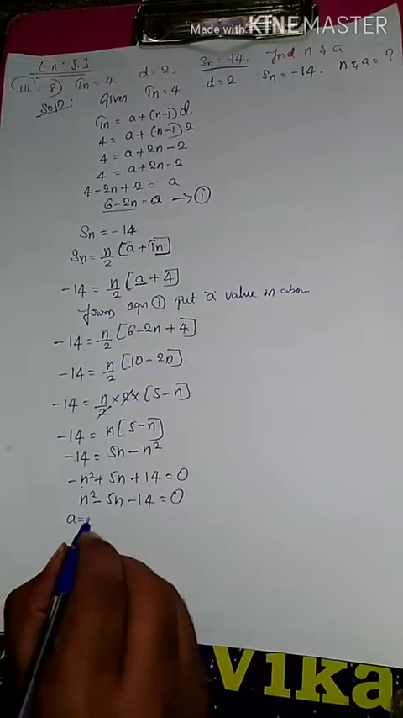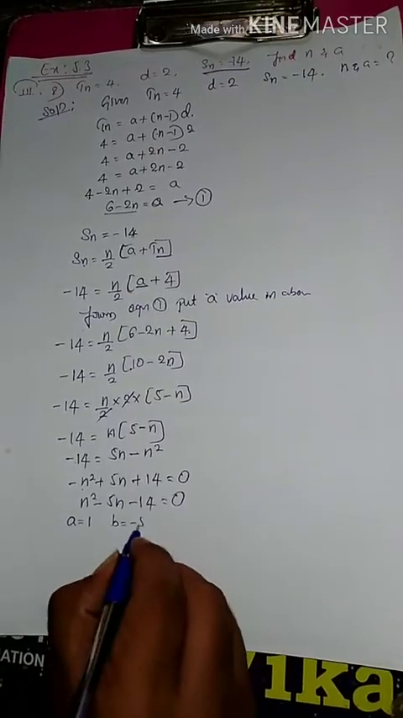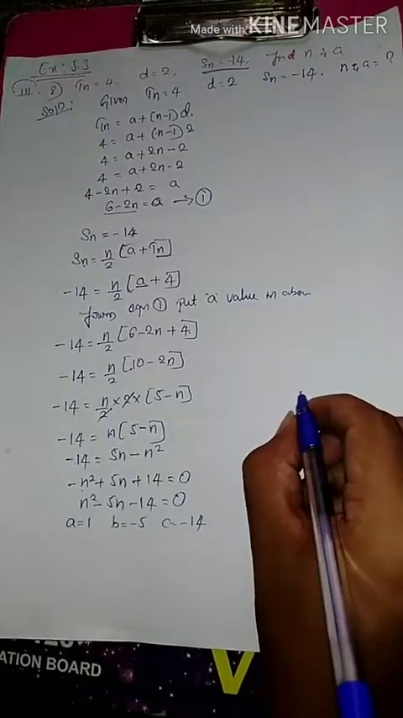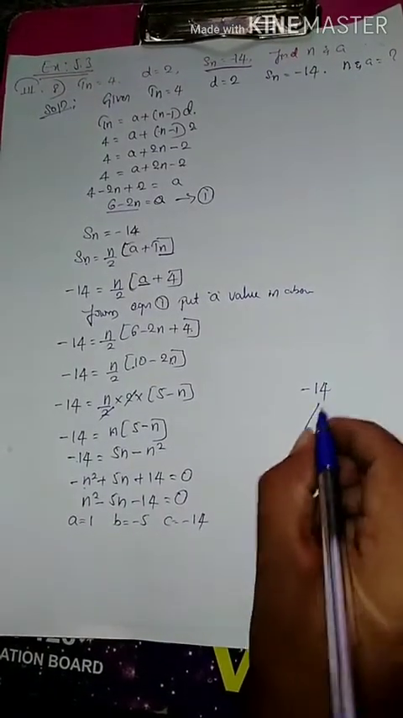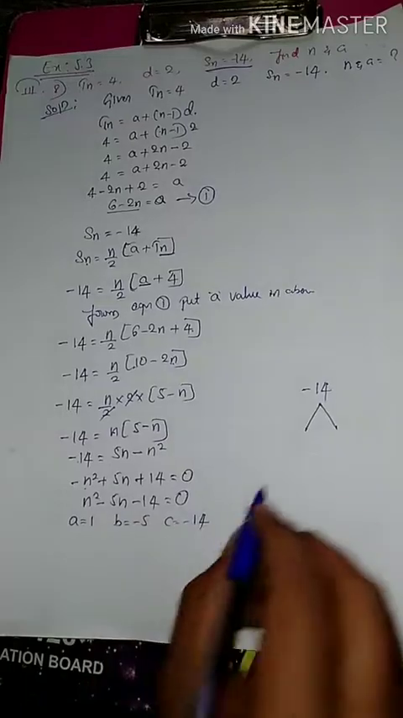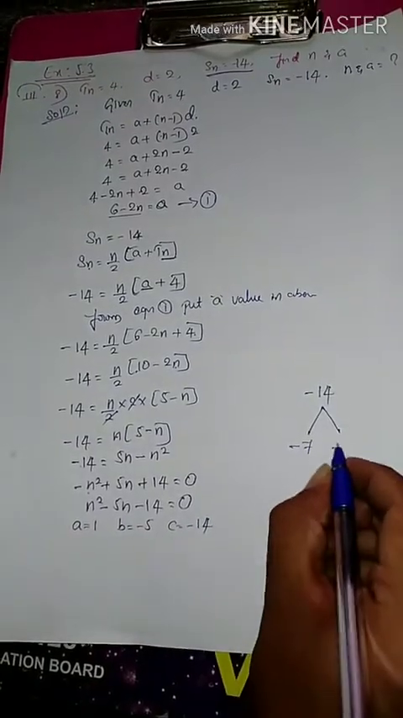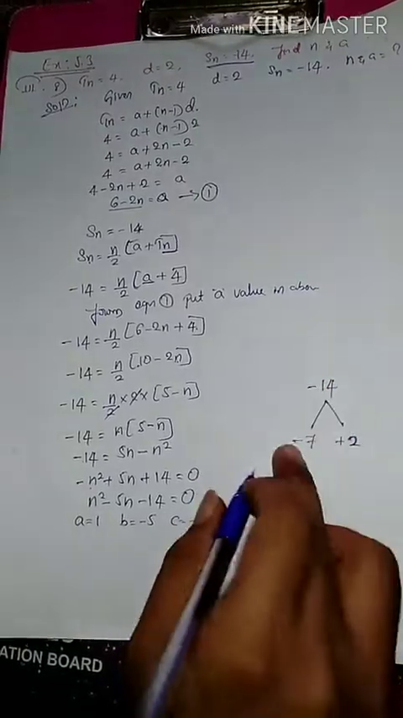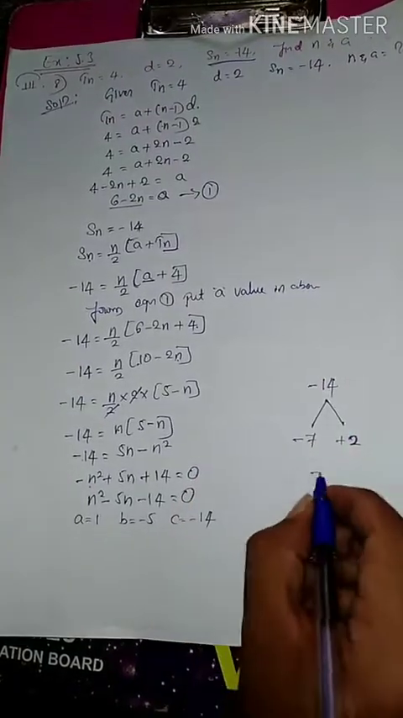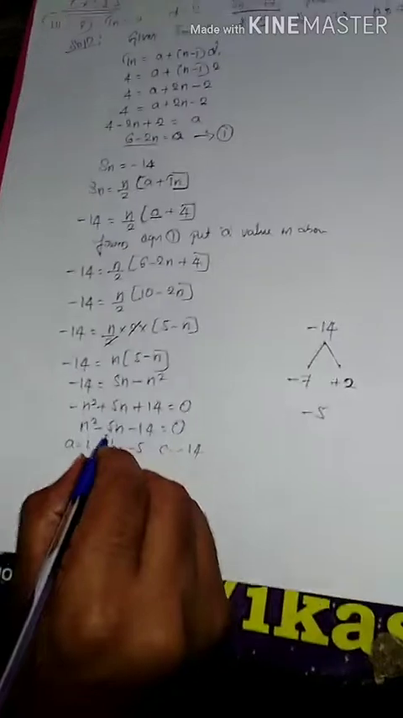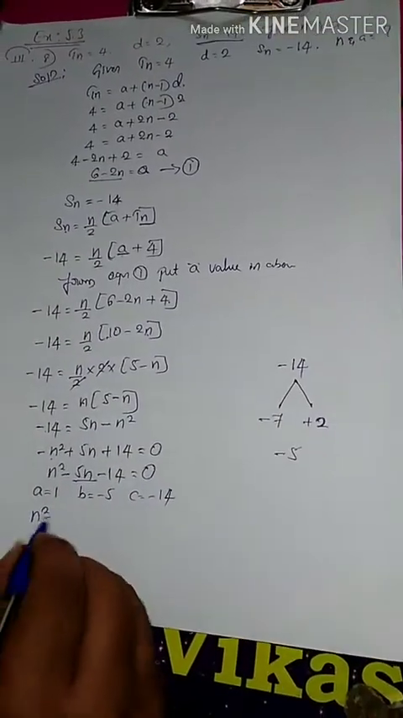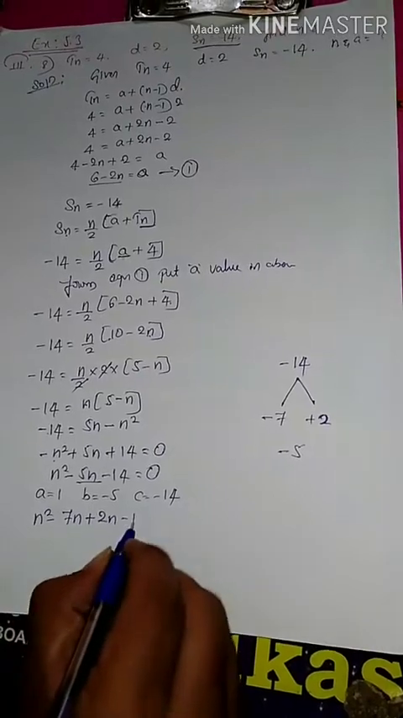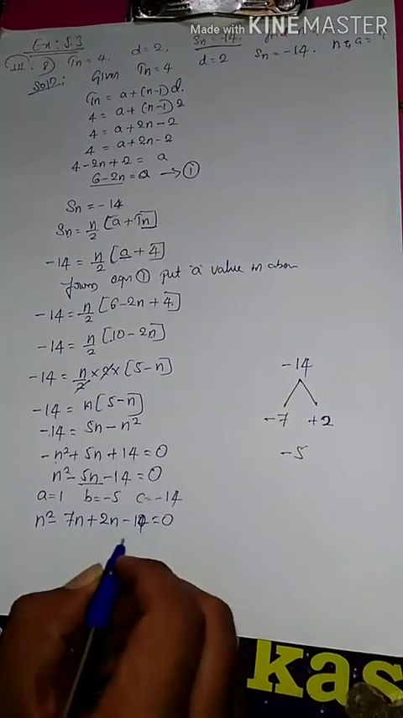So here a is equal to 1, b is equal to minus 5, c is equal to minus 14. So we need to find the factors of minus 14 whose product is minus 14 and sum is minus 5. So minus 7 and plus 2 are the factors. 7 2s are 14, plus into minus is minus, and minus 7 plus 2 is minus 5. Therefore here minus 5n is split as n square minus 7n plus 2n minus 14 is equal to 0.